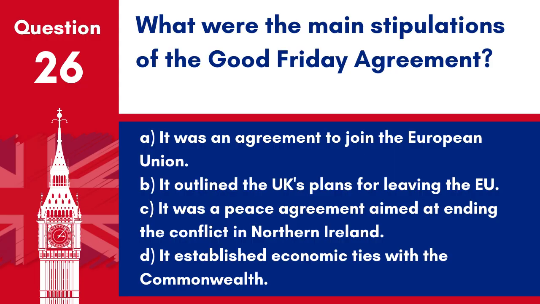Question 26. What were the main stipulations of the Good Friday Agreement? A. It was an agreement to join the European Union. B. It outlined the UK's plans for leaving the EU. C. It was a peace agreement aimed at ending the conflict in Northern Ireland. D. It established economic ties with the Commonwealth.